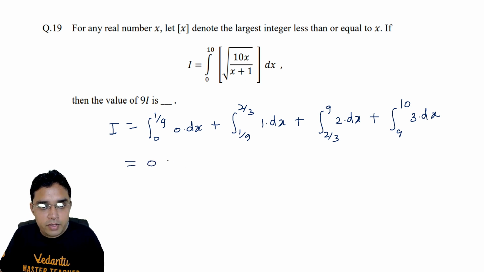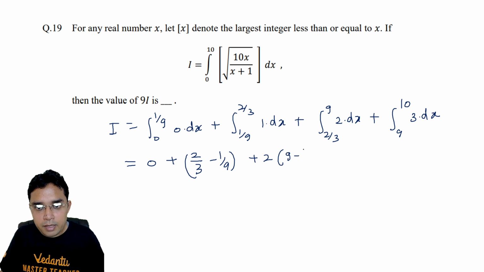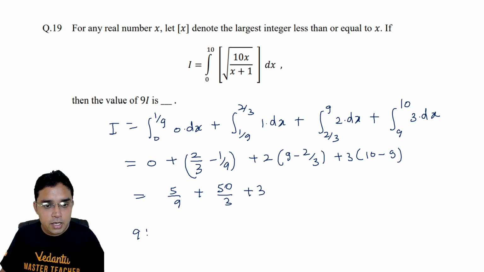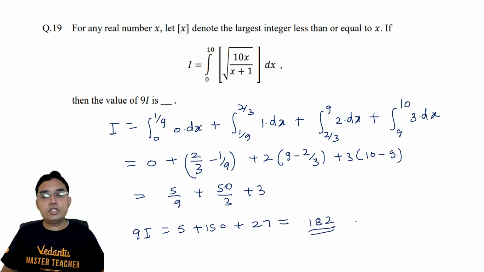So if we calculate it, we get 0 here, we get 2/3 minus 1/9 here, plus 2 into (9 minus 2/3) here, plus 3 into (10 minus 9) here. So this becomes 5/9, plus 50/3, plus 3, and we are looking for 9I, so the value of 9I will be 5 plus 150 plus 27. So if we calculate it, we get 182. So the answer for this question should be 182 only.